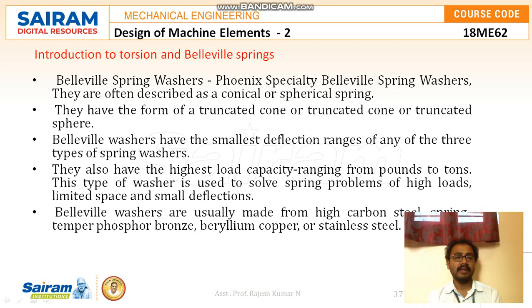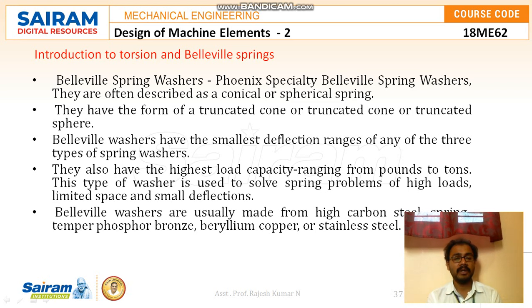Why? Because it is designed in the form of a truncated cone, or even in the form of a truncated sphere. Belleville washers have the smallest deflection ranges of any of the three types of spring washers, and they also have the highest load capacity, ranging from pounds to tons. This type of washer is usually used to solve spring problems of high loads within limited space and small deflections.